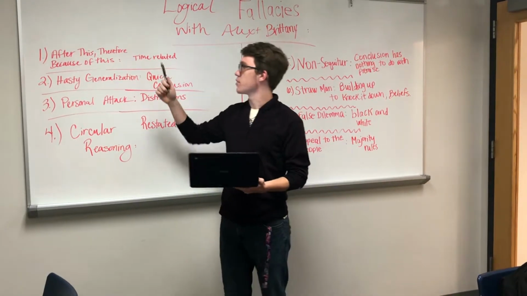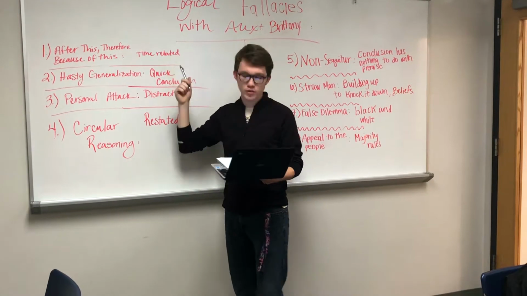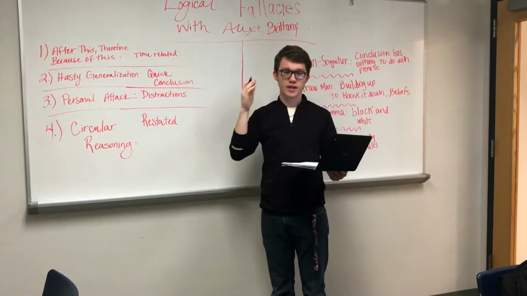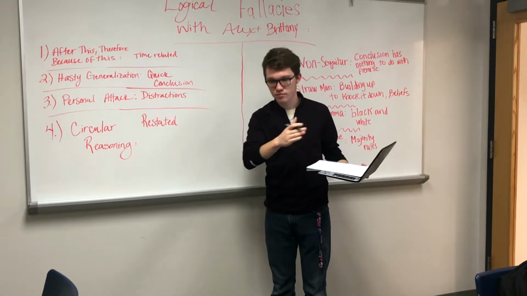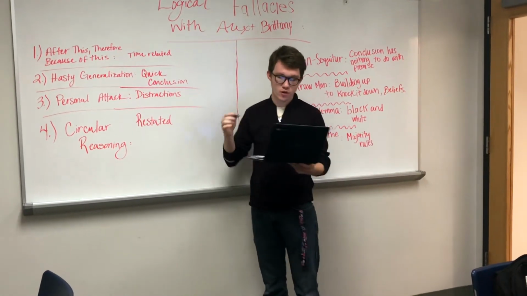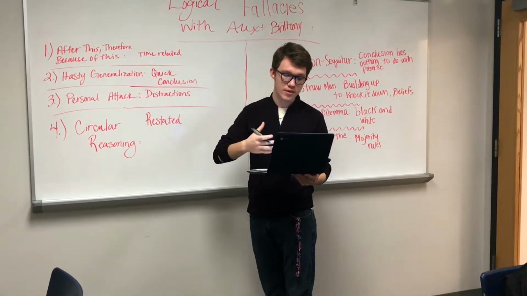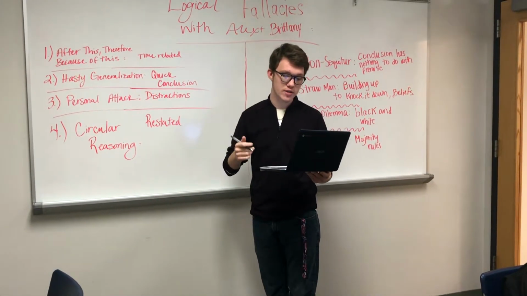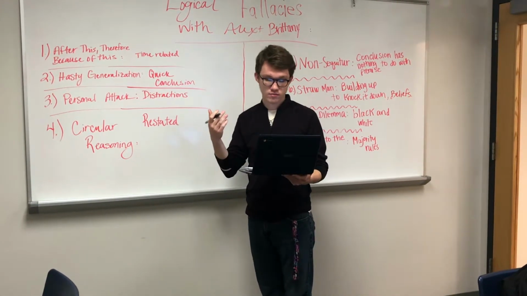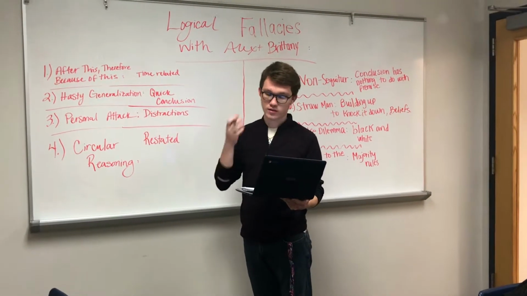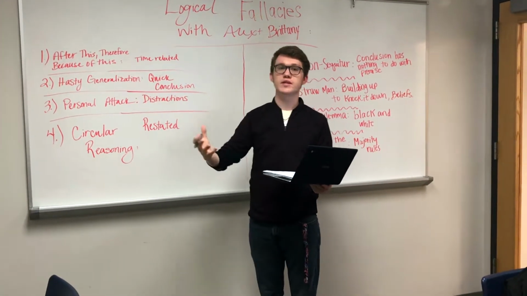So, for example, the first one is after this, therefore because of this. This is a time-related event and something that has to do with a fallacy based on a progression throughout time. So, for example, it could be I always win because I use the same coin when I do scratch-off lotteries. This time I forgot my coin and lost. My coin is the reason that I win. This is a fallacy because the event is taking place throughout time.